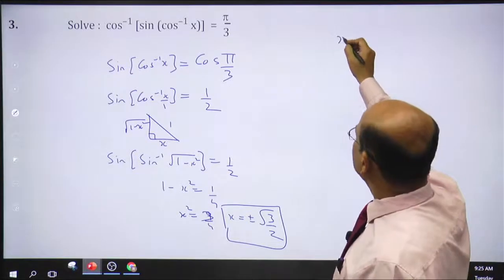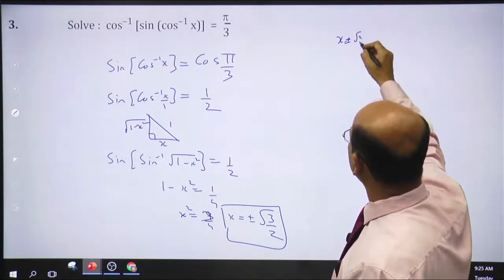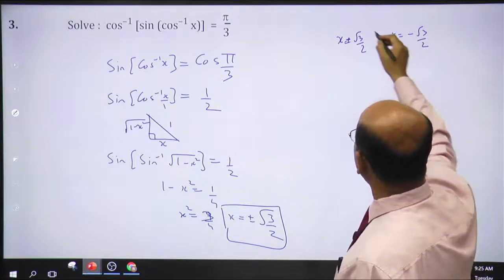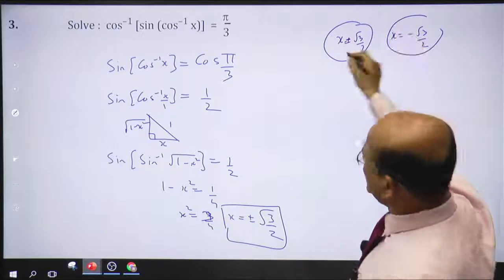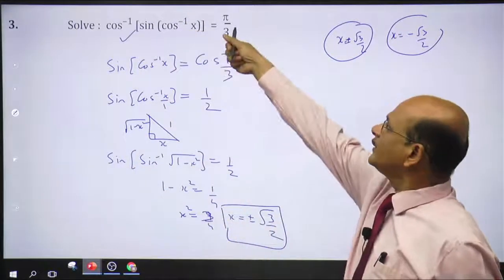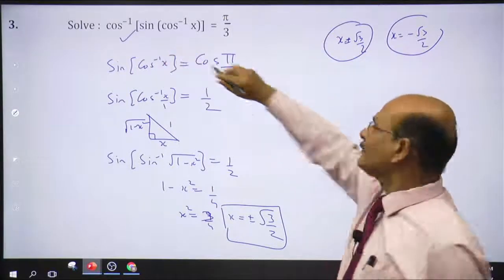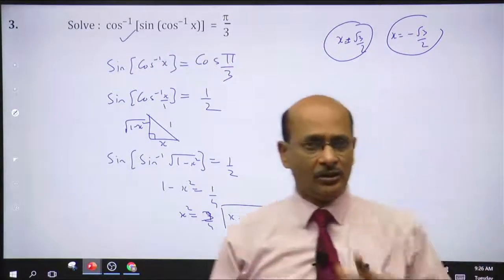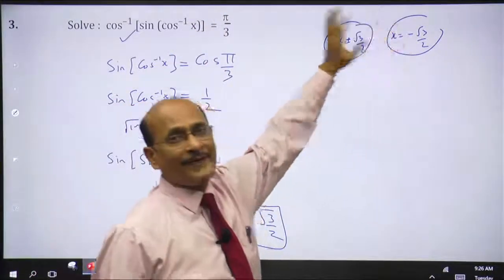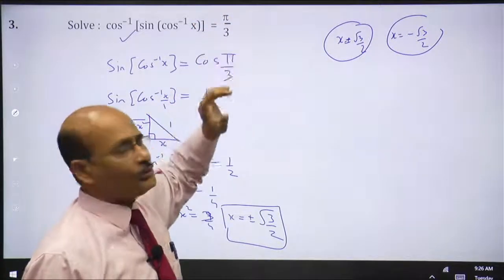So x equals plus root 3 by 2, x equals minus root 3 by 2. Substitute each one in this, and see whether you are getting the same answer, that is pi by 3. Whichever value satisfies, that will be a solution. In some sums only one value satisfies, in some sums both the values satisfy this particular equation. So I want you to really have a look at this.